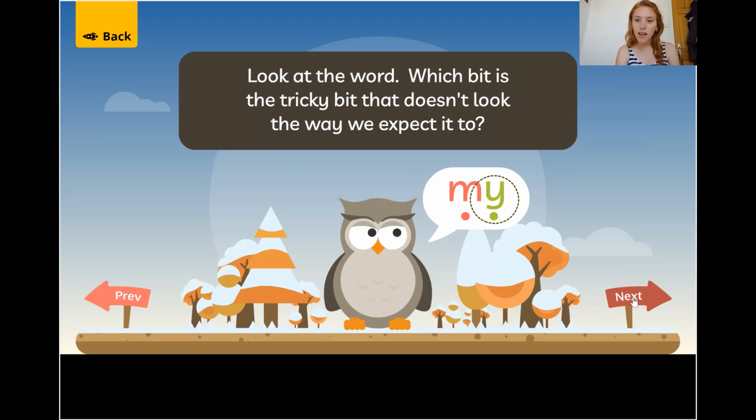Then we're looking at the word and we're thinking, which is the tricky bit there? Which bit is the one that doesn't sound the way we expect it to? And the tricky bit in this one is the Y, because in the word my, what sound is the Y making? It's making the sound "ie". So that's very strange. That letter Y is making the sound "ie" instead of Y. So it is a tricky sound in that word.